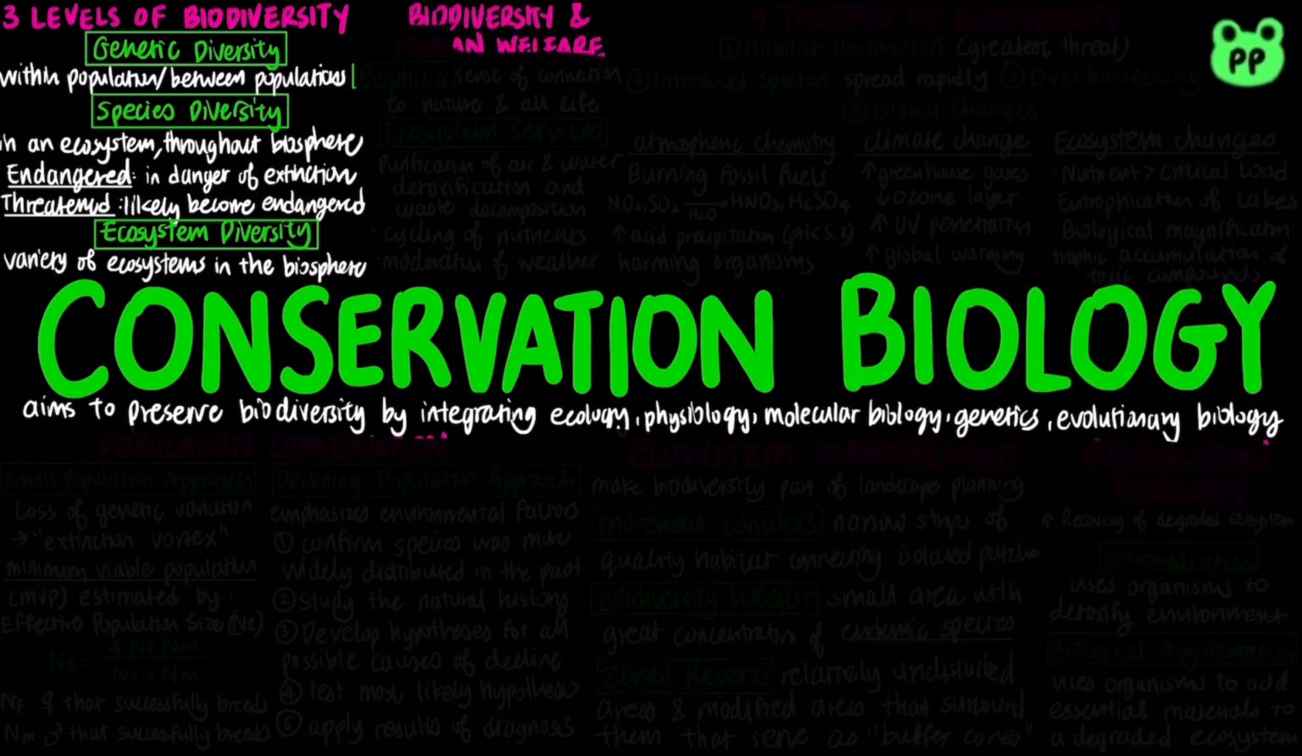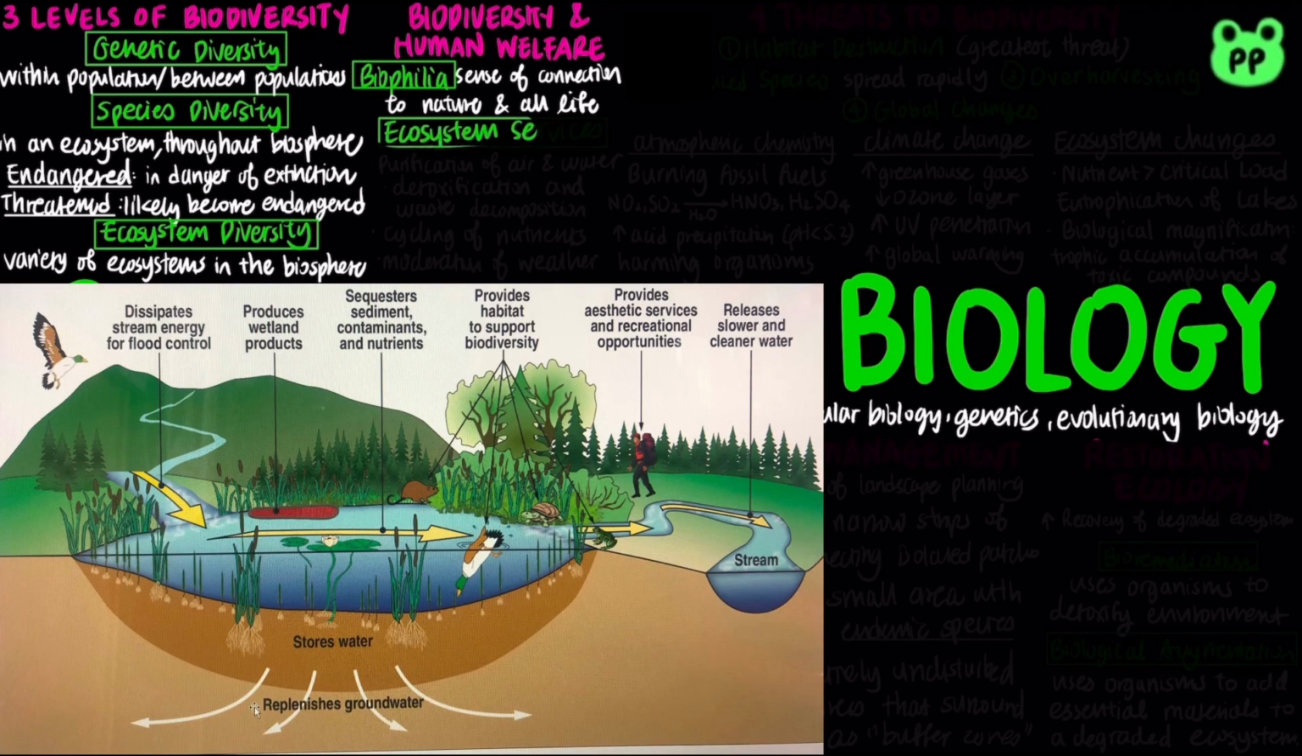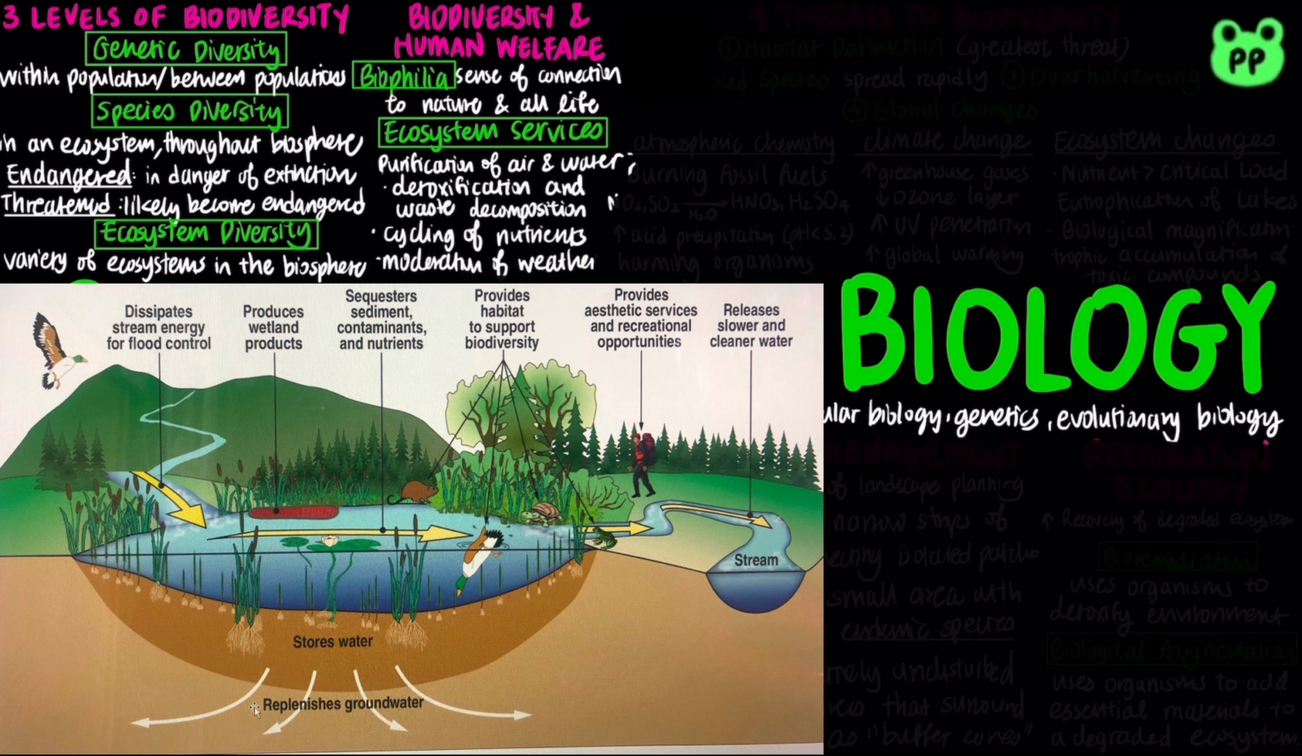Biodiversity is deeply connected to human welfare. The term biophilia describes humans' innate sense of connection to nature and all life. Ecosystem services encompass all the processes through which natural ecosystems and their species help sustain human life, including purification of air and water, detoxification, decomposition of waste, cycling of nutrients, and moderation of weather.